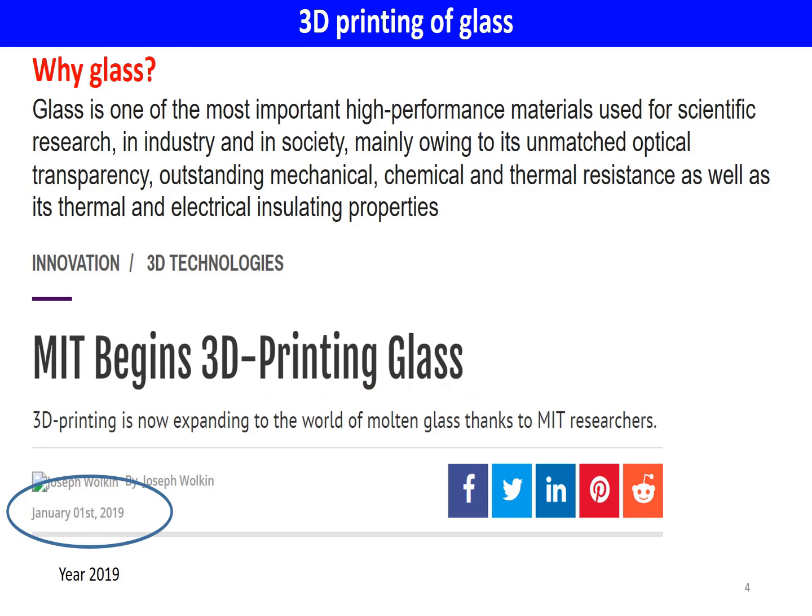Glass is a difficult material to work with, even for a glass blower, let alone 3D printing. And MIT started printing a few years ago. This is a description of year 2019 that is an update of what MIT is doing with molten glass, thanks to the MIT researchers.